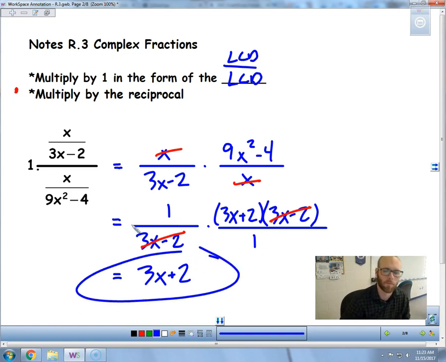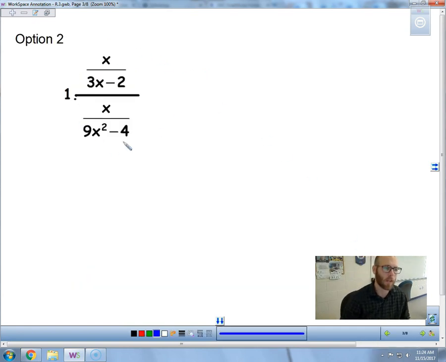There we are. Okay, so that's my multiplying by the reciprocal. Why could I do that? Because the denominator was one fraction, not multiple fractions. Now, what would this have looked like if I would have taken the other approach where we're going to multiply by 1 in the form of the LCD over the LCD?